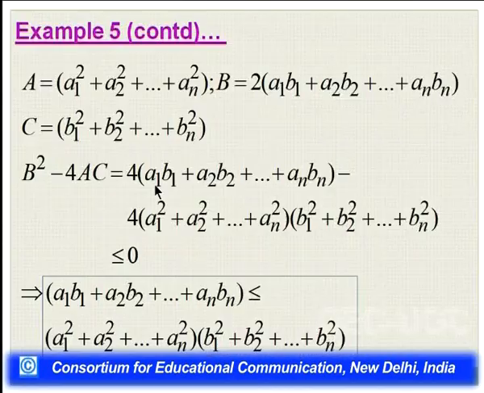If I put b square minus 4ac less than or equal to 0, now what is my b square? B square is 4 times (a1 b1 plus a2 b2 and so on till an bn) squared. Minus 4ac would be minus 4 times (a1 square through an square) times (b1 square through bn square), and that has to be less than or equal to 0. Then you just have to manipulate the terms around and the 4's will get cancelled, and there you are. You are now able to get what we call the Cauchy-Schwarz inequality.